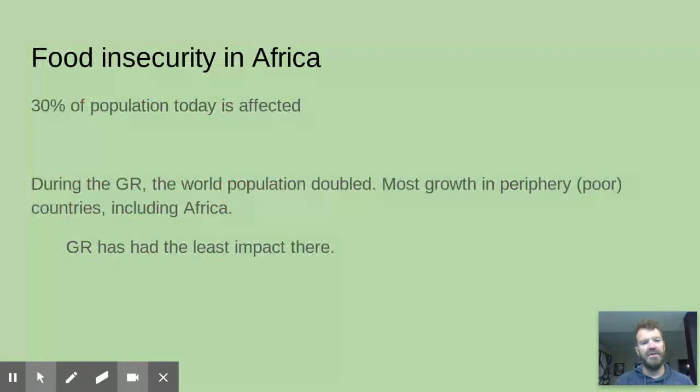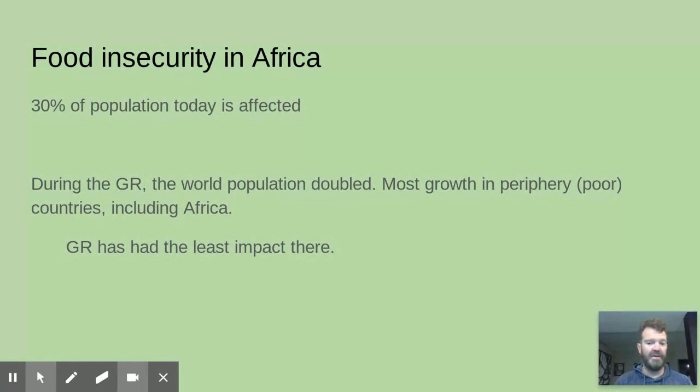Okay, so food insecurity in Africa. Food insecurity basically means you don't have enough food. Today, 30% of the population is affected. During the Green Revolution, the world population doubled, and there was more growth in the periphery countries, especially in Africa, in the poor part of the world. The Green Revolution has had the least impact in Africa than anywhere else in the world. So that's a negative.